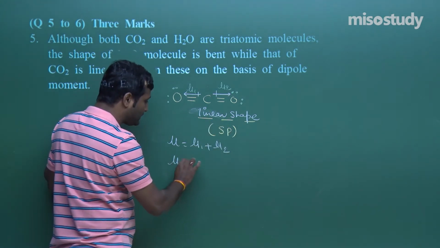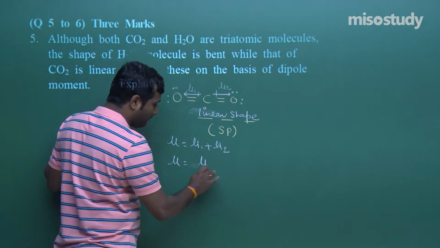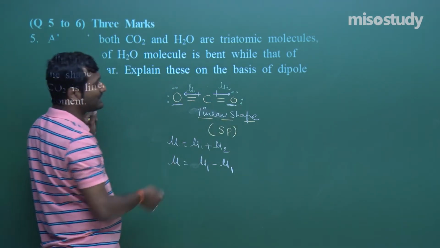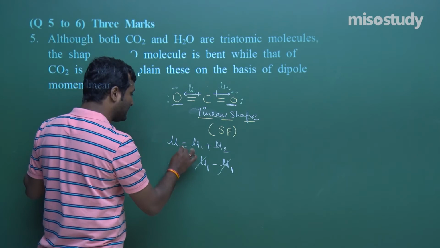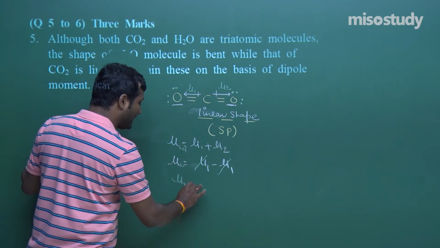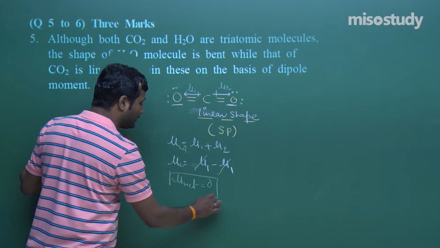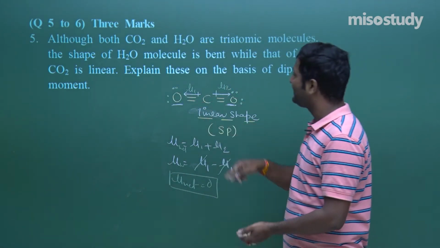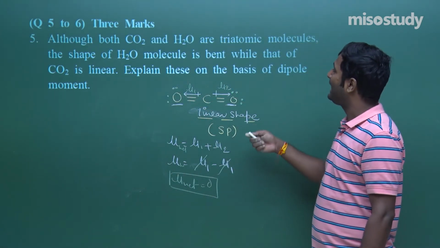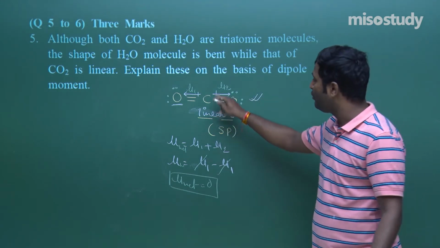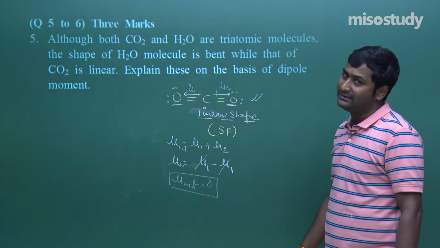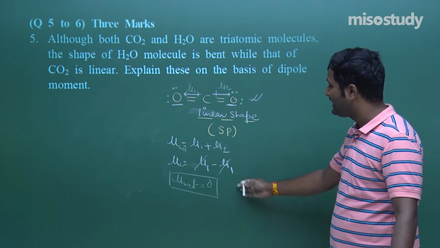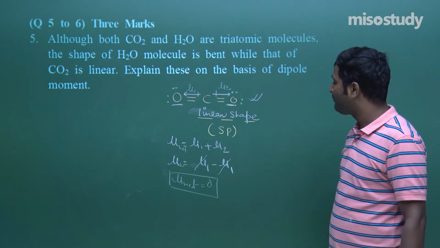They are opposite to each other, that is mu1 minus mu1, because they have equal magnitude, because the combining atom on both sides is the same, so they will cancel each other. So the net dipole moment is 0, that is no polarity. Though it contains 3 atoms, it will still have the linear shape. There is no role of lone pair because in carbon there is no lone pair. Clear to you? So there is no lone pair repulsion, and the dipole moment is 0.